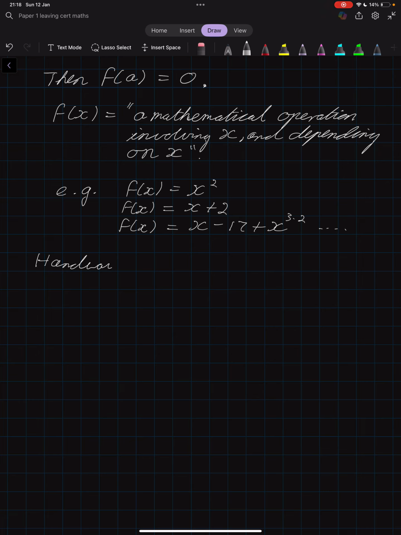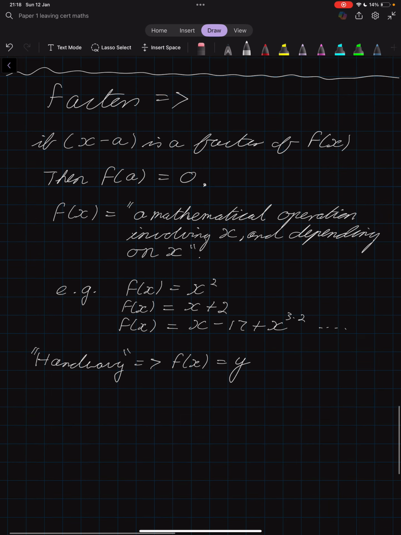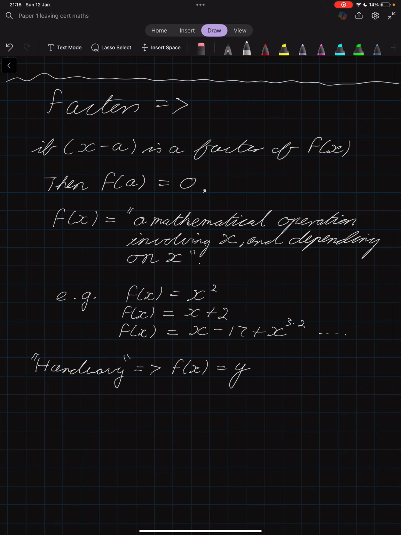You can think of f of x as just being equal to y. Okay? Alright. And also up here we have that a root of f of x. So we have root, we have factor, and we have defined f of x. Okay. This is kind of getting into the functions.